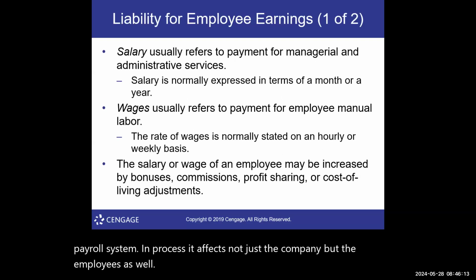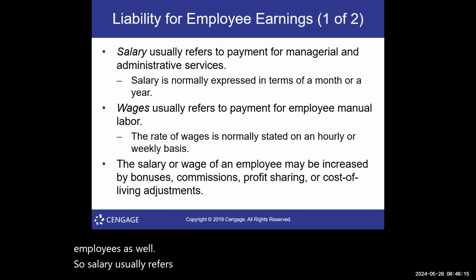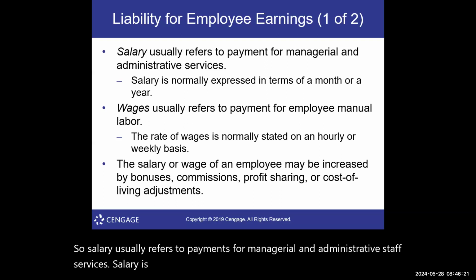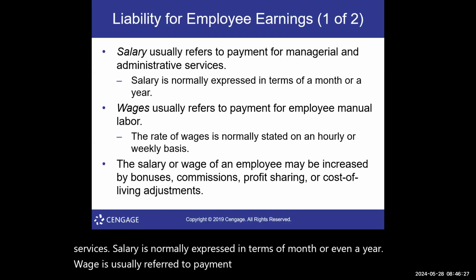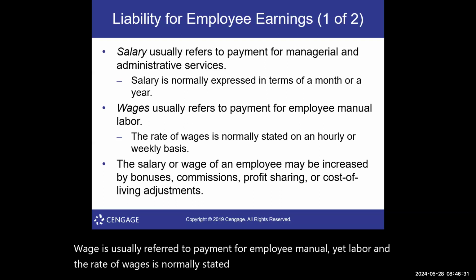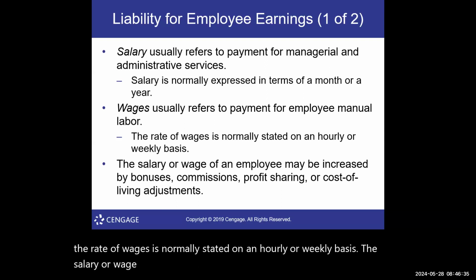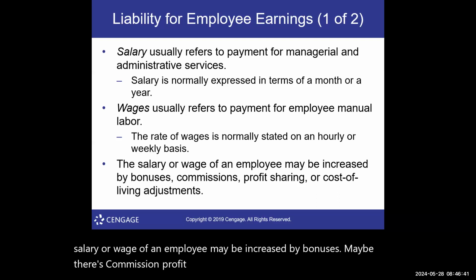So salary usually refers to payments for managerial and administrative staff services. Salary is normally expressed in terms of a month or even a year. Wages usually refer to payment for employee manual labor, and the rate of wages is normally stated on an hourly or weekly basis. The salary or wage of an employee may be increased by bonuses, maybe there's commission, profit sharing, or cost of living adjustments.